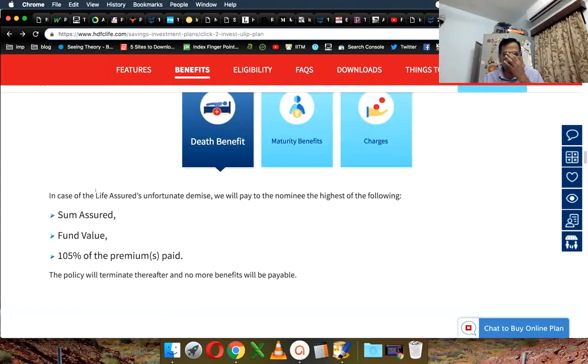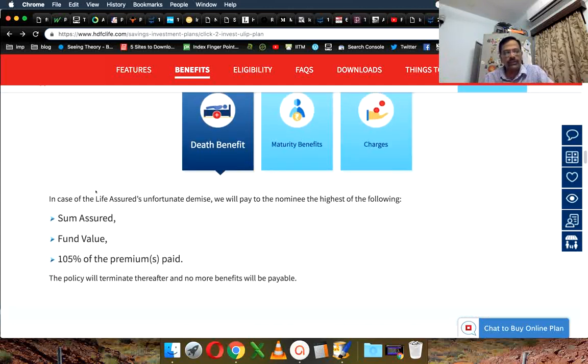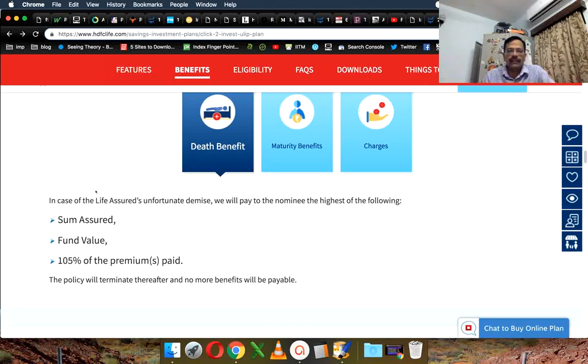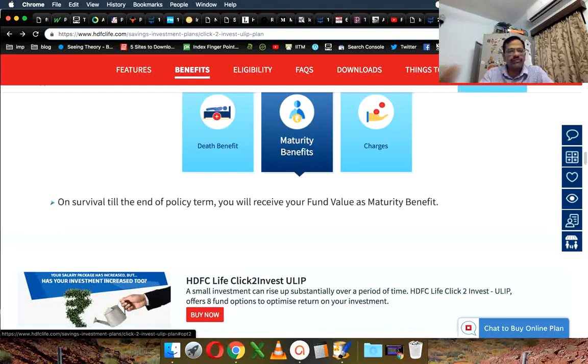In case the insured dies, the insurer will pay the highest of the following: either the sum assured, which you will know when you take the policy, the fund value, that is the value of the mutual fund, or 105% of the premiums paid. The maturity benefit is just the fund value. Most of the amount you pay as premium will be invested much like an SIP in the ULIP fund, and the fund value will be given as a maturity benefit.